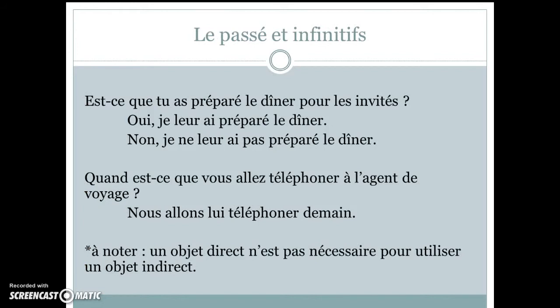And a quick note as well before we get into some practice. For the passé composé, or for the infinitives, this is going to follow the same rules that we had with the direct objects. So in the past, you would place the pronoun just before the conjugated verb, which would be avoir or être. And for the infinitive, it's going to be placed just before the infinitive. And we see that in these two examples.